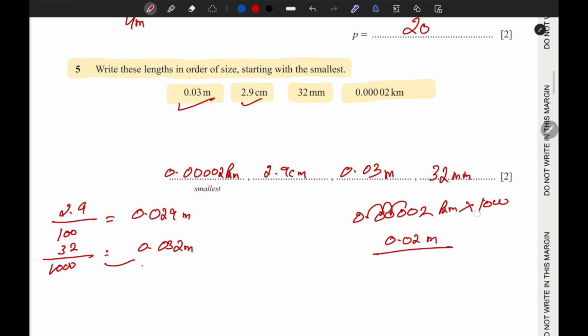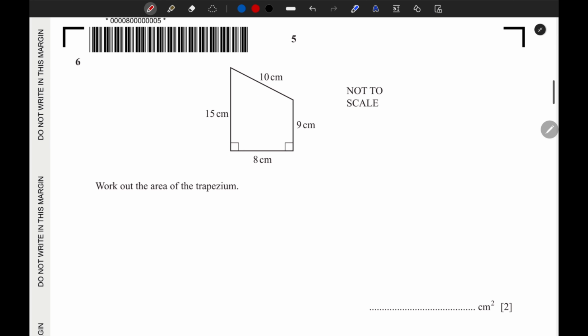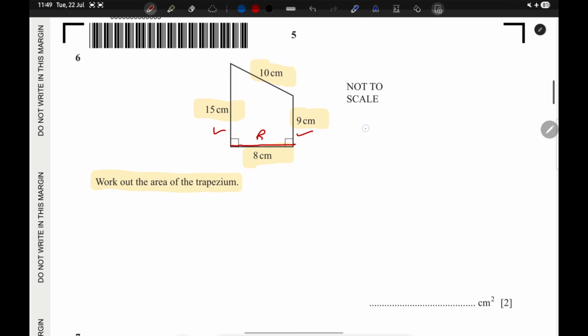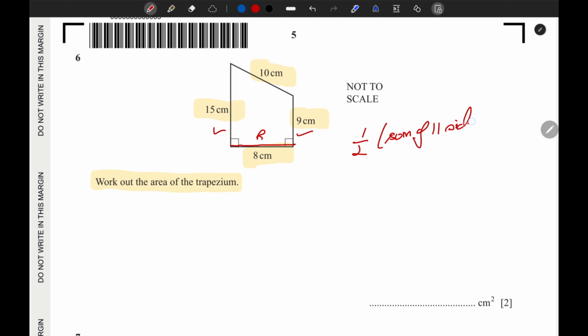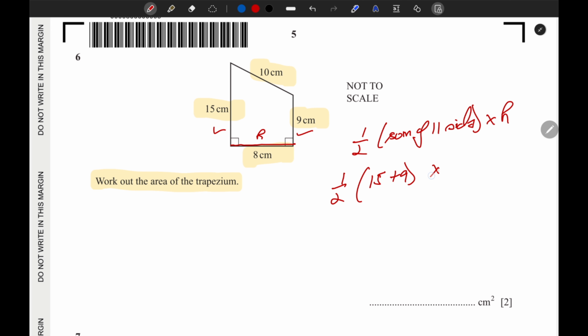Okay, now next question. Work out the area of trapezium. So they have given you the sides 15, 10, 9, 8. Now see, these are the parallel sides, and this is the height or the distance between the parallel sides. Now what's the area of the trapezium? Area of the trapezium is half the sum of parallel sides times the height. So basically this is half the sum of parallel sides, 15 plus 9, times 8.